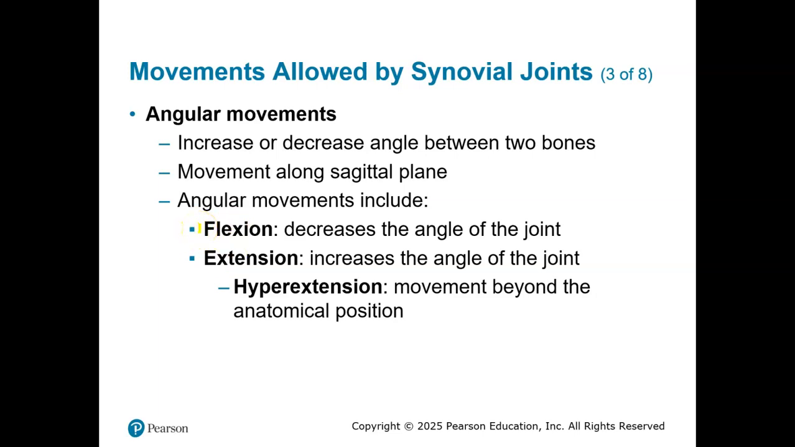When you bend your elbow, you're flexing at the elbow joint, and when you extend your arm out and your elbow is straight, you're extending at the elbow joint. Hyperextension you can't do at the elbow, but you can hyperextend your neck.